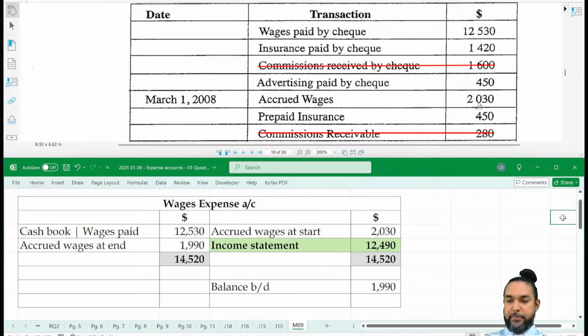Okay, cool. All right, so this is the first one, is wages. All right, Xavier, are we okay with the wages expense account? All right, Kaylee, what about you? Are you okay with the wages expense account? All right, cool.